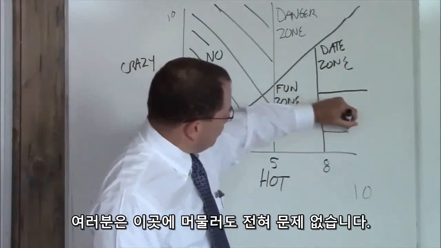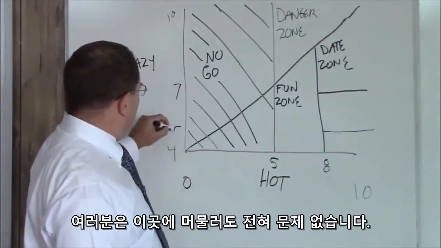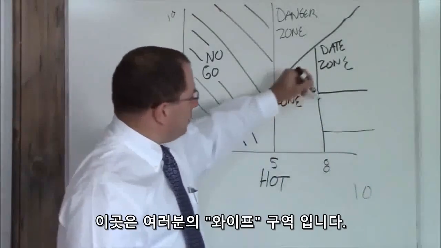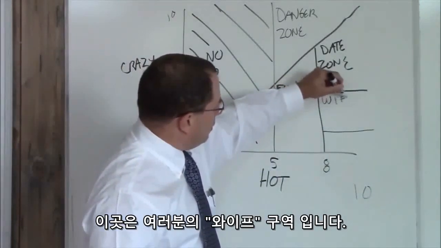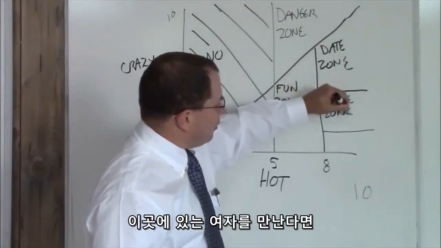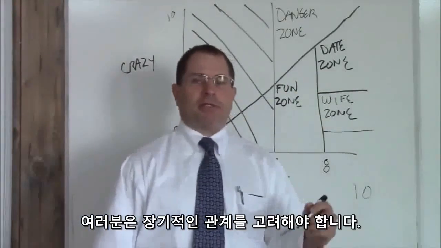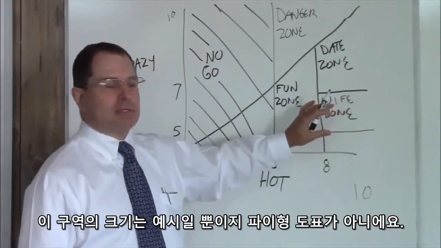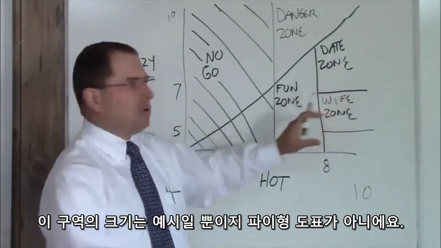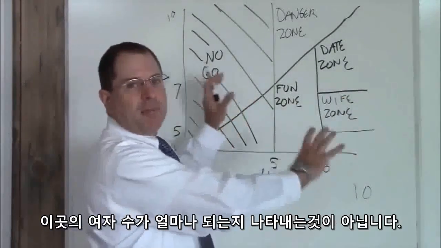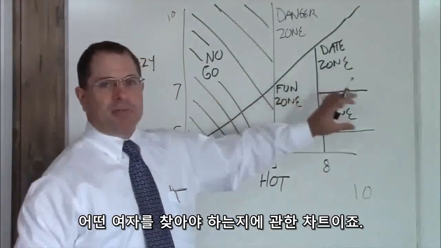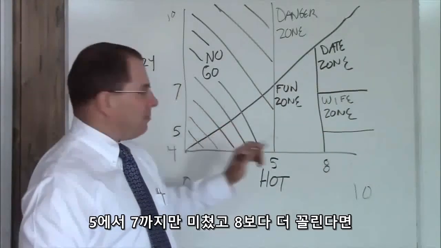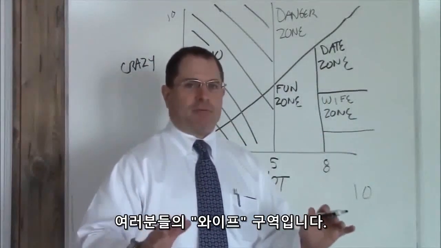Now, above an 8 hot and between about a 7 and a 5 crazy, this is your wife zone. Okay? When you meet this girl, you should consider a long-term relationship. This zone is not scaled to size. This is a representation and not an actual. This is not a pie chart showing you how many of these people are out there. This is simply a representation of what you're after. You want to be 5 to 7 crazy above an 8 hot. That's your wife zone. Okay.